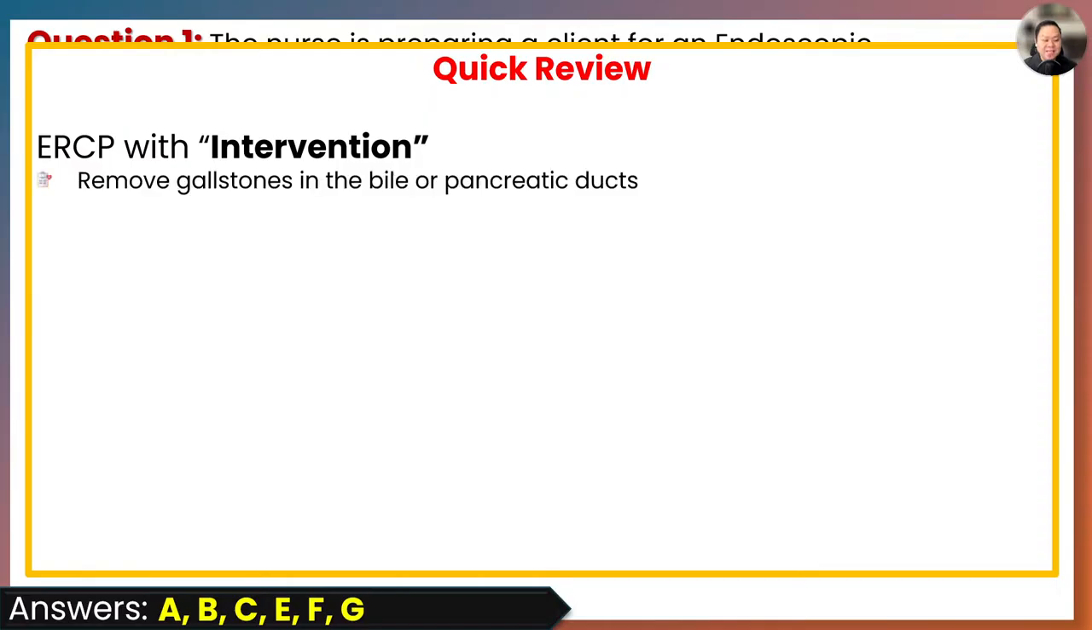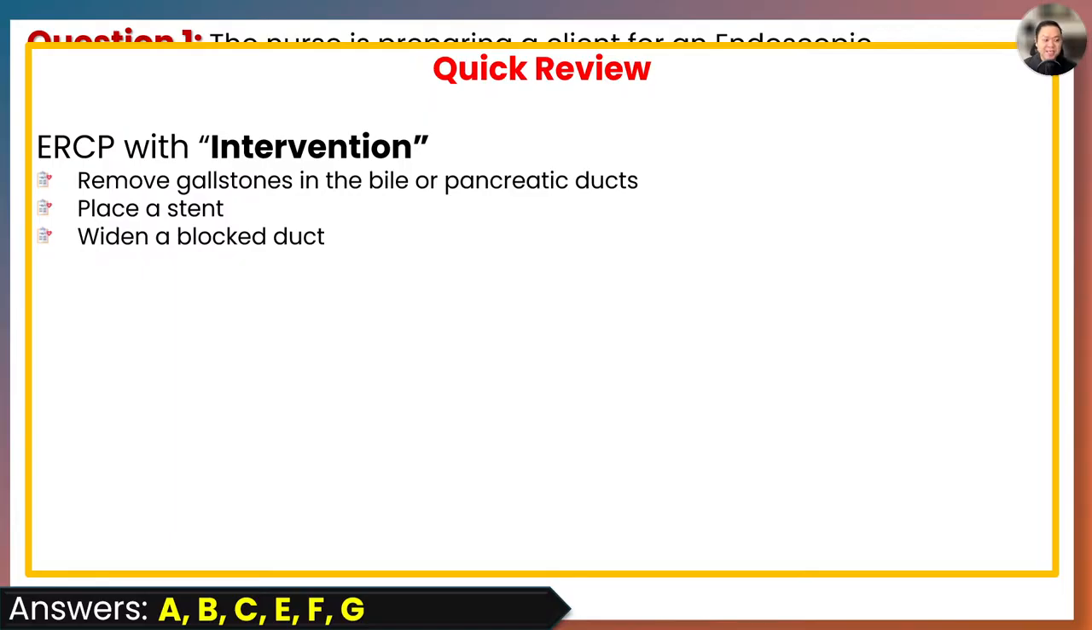Now, why is it done? Well, the reason for that is it's going to remove the gallstones that are probably stuck in the bile or pancreatic duct. And also this is intended to place a stent to keep a narrow duct open. And it is also intended to widen the duct, especially the biliary duct, using a balloon to dilate that passageway.